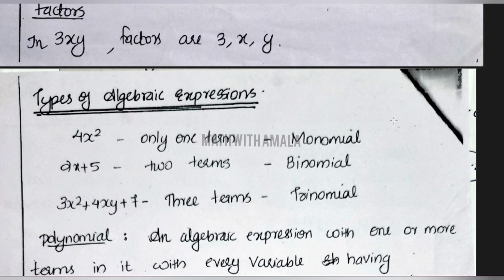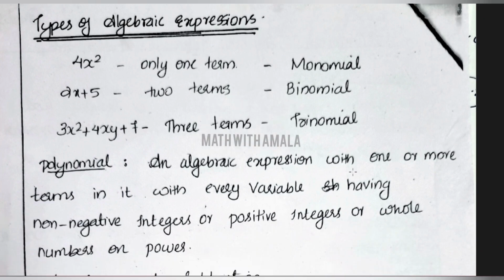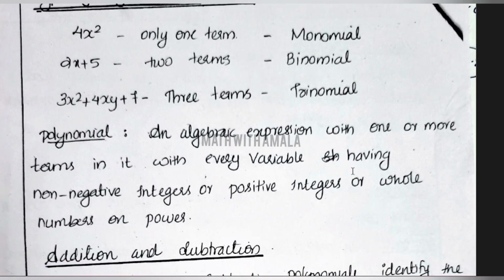A polynomial is an algebraic expression with one or more terms, with every variable having non-negative integers, or positive integers, or whole numbers as powers. So the power on the variable should be a non-negative integer. It cannot have any fraction or decimal on the power. Now let's see how we can add and subtract these polynomials.